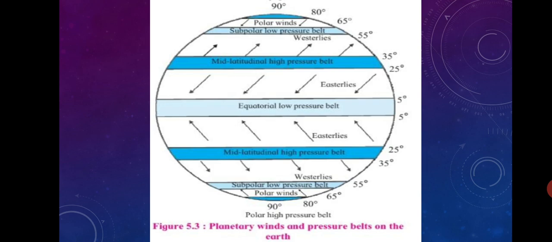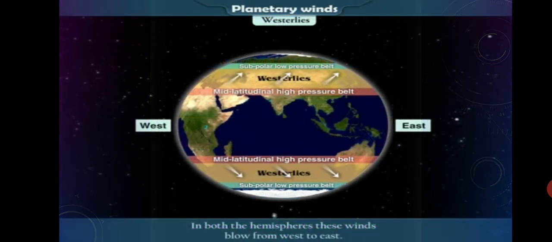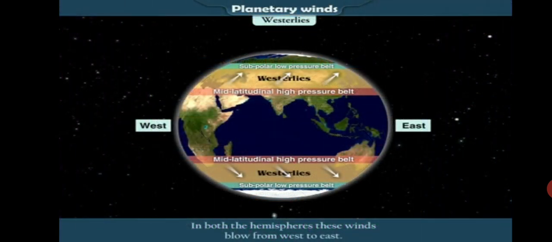Now let's learn about the direction. Their original direction changes due to the rotation of the earth. In the southern hemisphere, these winds blow from the northwest to the southeast. So you can see here that in the southern hemisphere, look in the south. In the southern hemisphere, these winds are blowing from where?